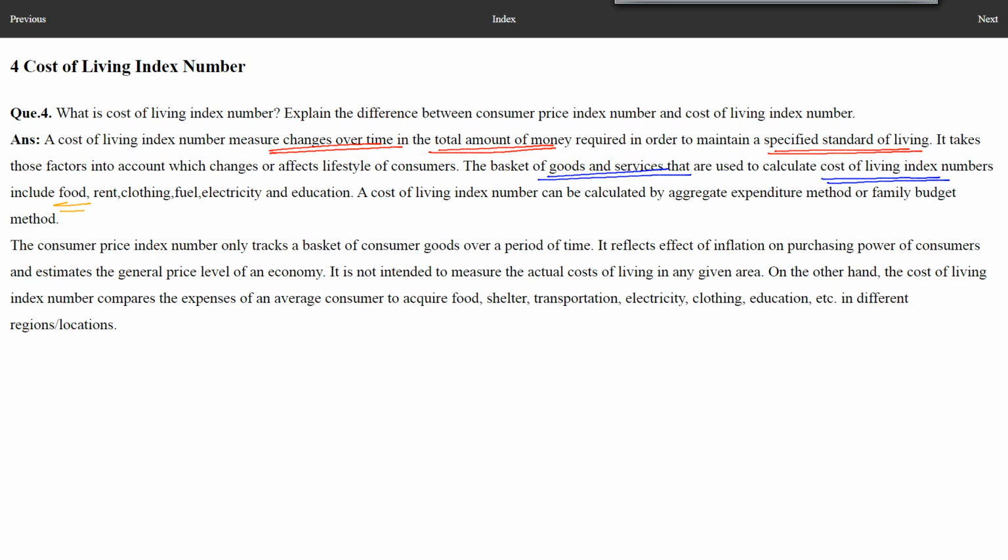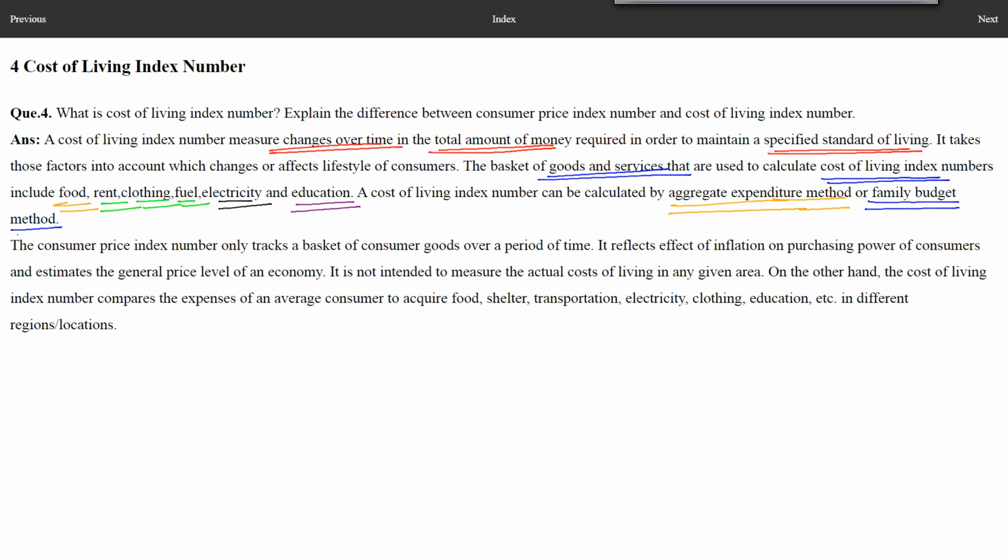food, rent, clothing, fuel, electricity, and education. A cost of living index number can be calculated by two methods. We have seen these two methods in the previous lecture. These two methods are aggregate expenditure method or family budget method.